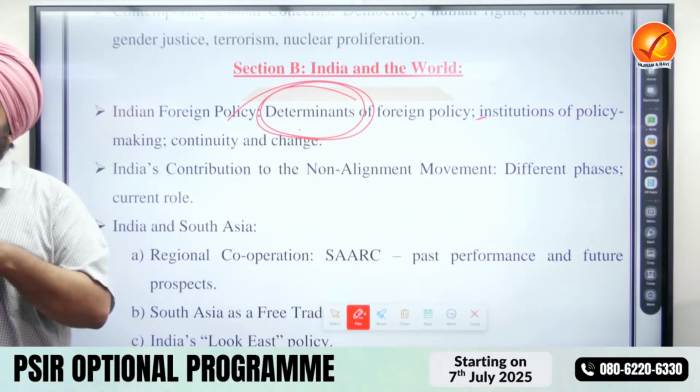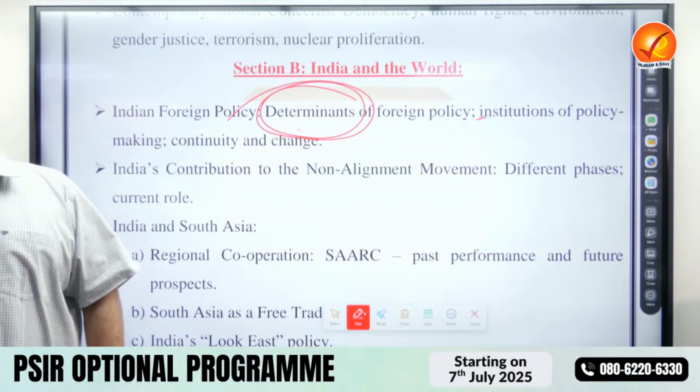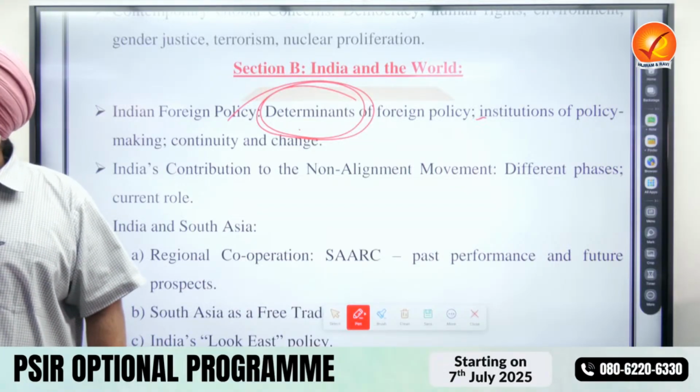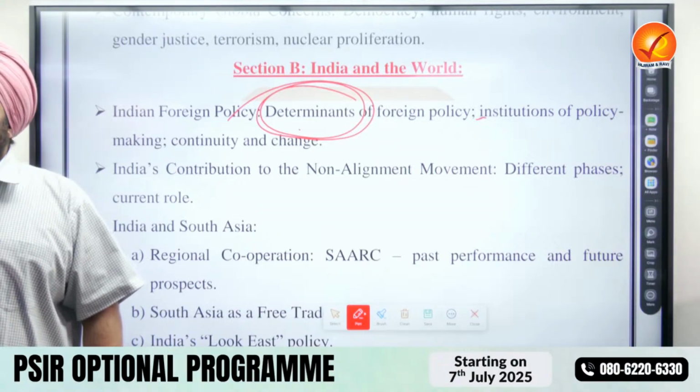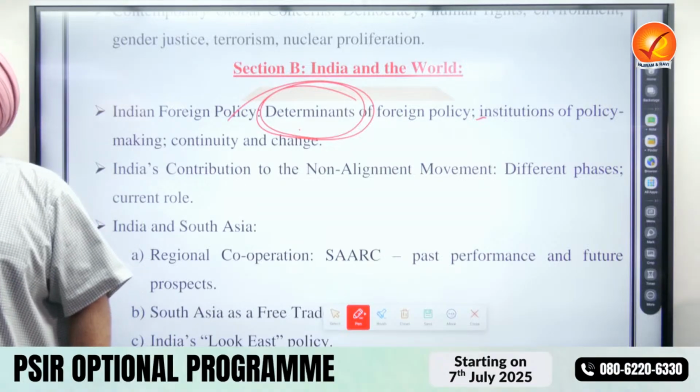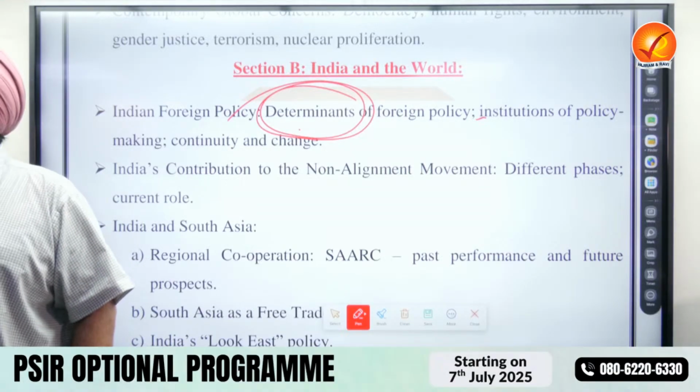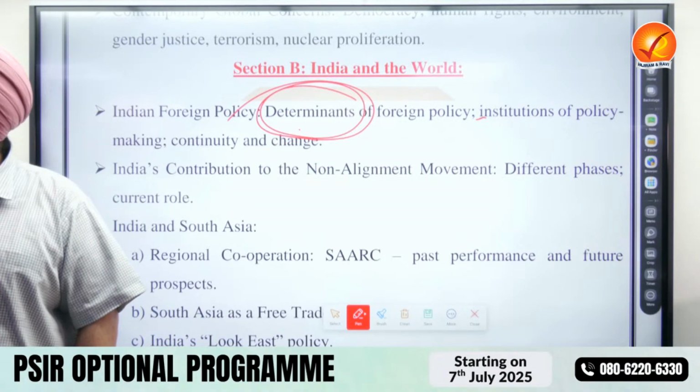We'll discuss in our classes, in elaborate discussions, how we used to be a country which used to follow non-alignment, but now under the present government, India is following a policy which is closer to multi-alignment. So those changes have happened. How have those changes happened? Why have those changes happened?